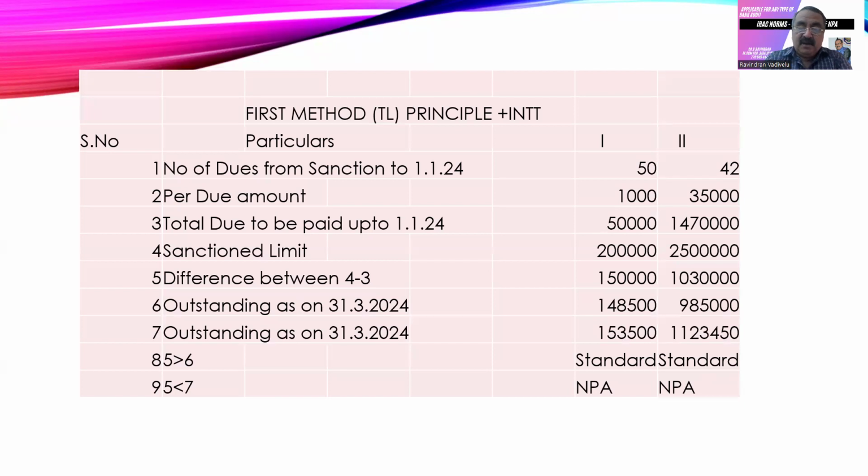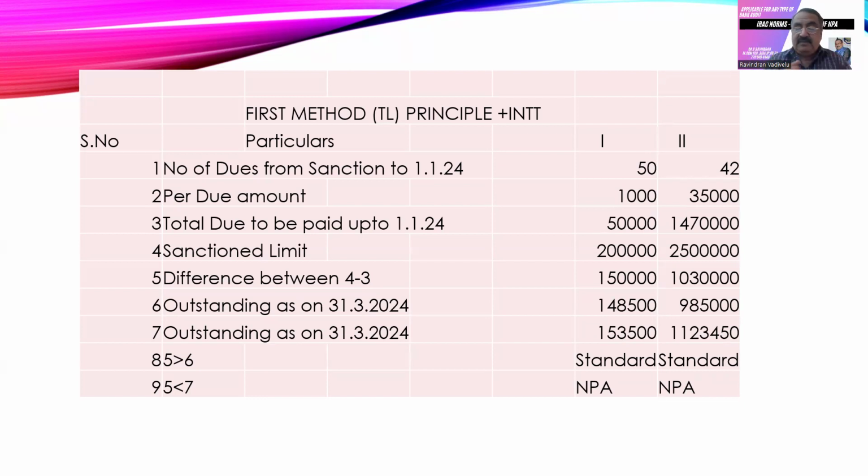Now go to the sheet, that is, go to the outstanding balance from the statement. If you find point number 6, the outstanding as on 31/3/24. Here, point number 1 says you have to calculate dues up to 1124, and the dues up to 1124 have to be paid on or before 31/3/24. Otherwise, that account will become NPA on 31/3/24. So you have to refer to the outstanding balance and compare it. Point number 6 says 1,48,500, and the amount of point number 5 is 1,50,000. The outstanding should have been 1,50,000, but the actual outstanding is 1,48,500. That means the borrower has paid all the amounts intact. So that account should not be termed as NPA.